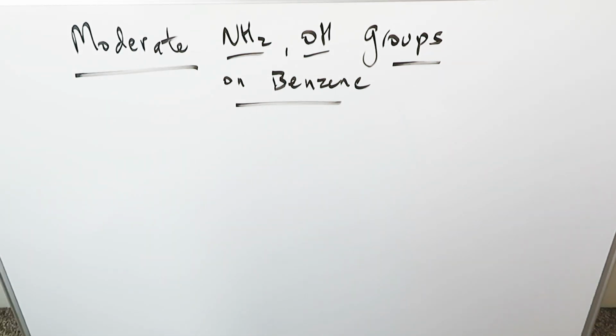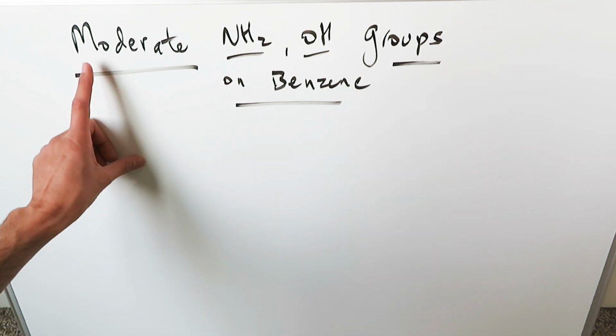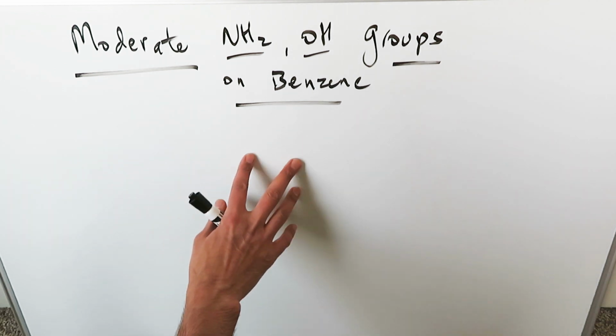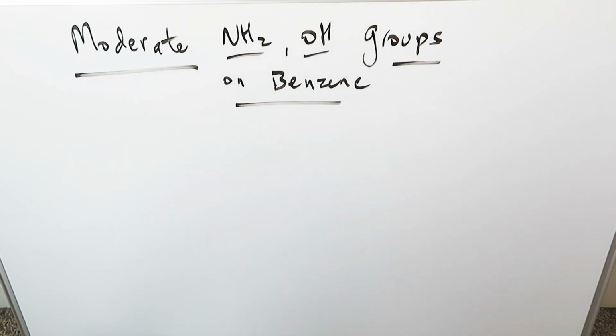We're looking here at basic organic chemistry, benzene concepts. We have to moderate the amino and the hydroxyl groups on the benzene. And why do we want to do that? Why do we want to make these less activating than they are? Because if we do not, then your benzene ring is so activated you can get a bunch of side reactions that you do not want.